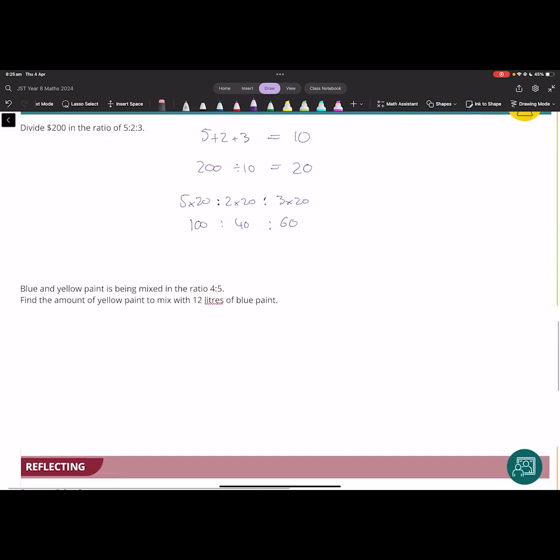Here's another one of those ones where you don't get the total, you just get the amount of blue paint. So we've got blue to yellow is 4 to 5, and we know we have 12 liters of blue. So to work out 1 part, we're going to do 12 divided by 4. 1 part of this ratio is 3 liters. Therefore, the ratio is going to be 12 liters of blue paint to 5 times 3 liters of yellow paint, which is 15 liters of yellow paint.